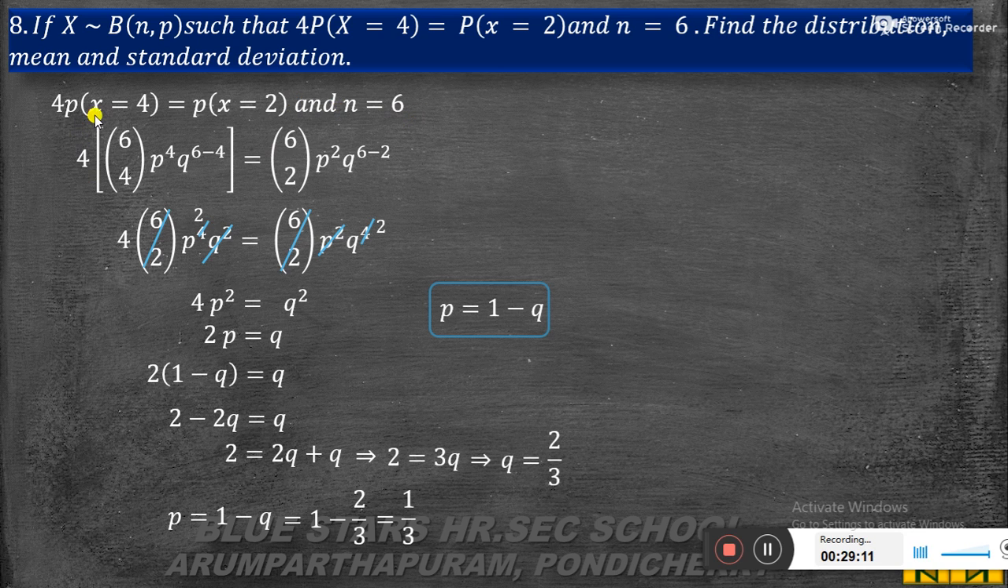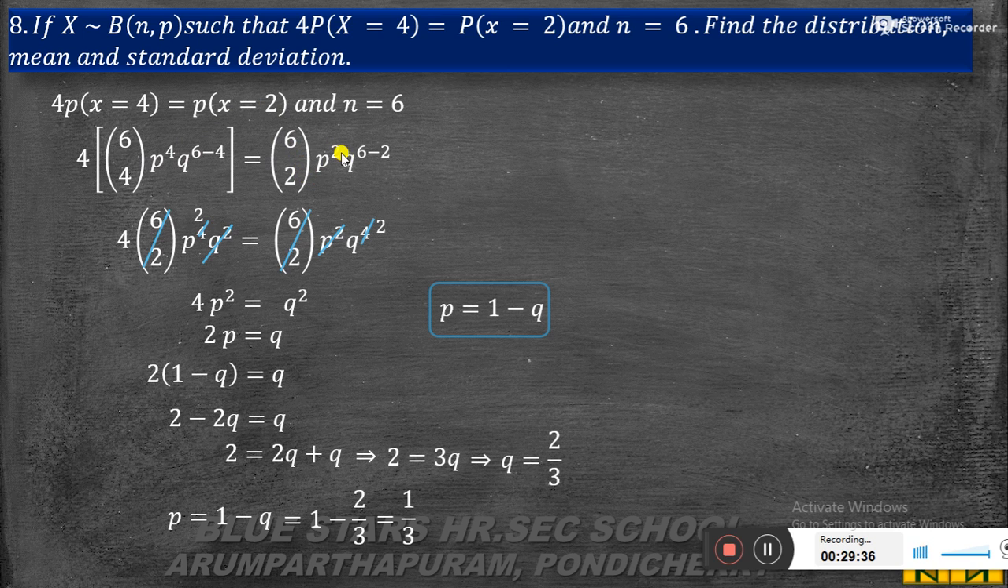So here, for probability of x equal to 4, I substitute in the binomial distribution: 4 into nCx p power x q power n minus x. The n value is 6, the x value is 4: 6C4, p power 4, q power 6 minus 4. Equal to the next, probability of x equal to 2.